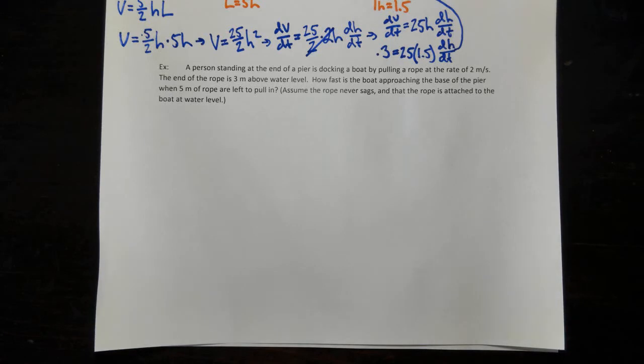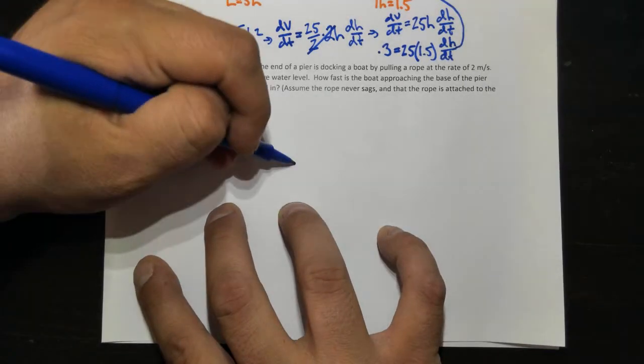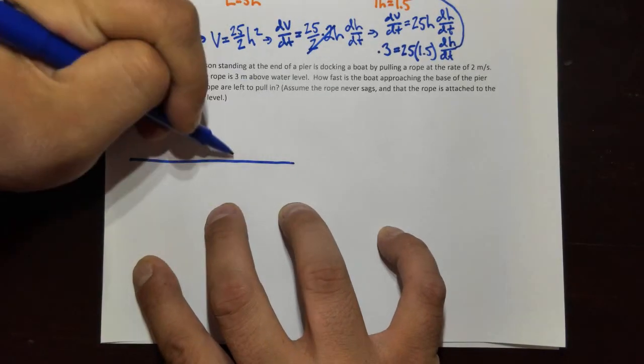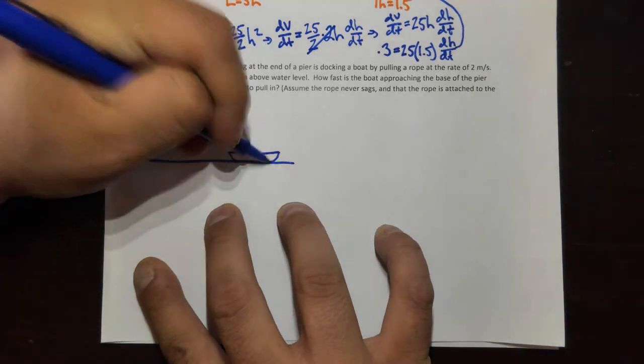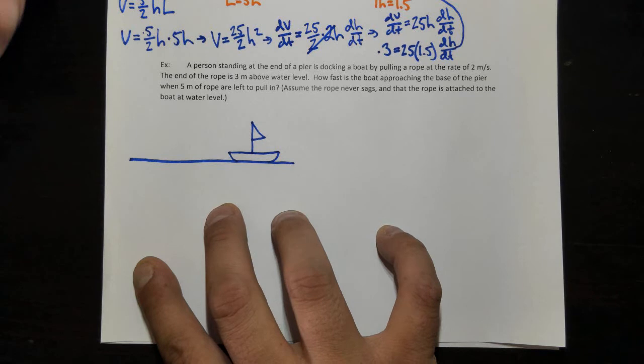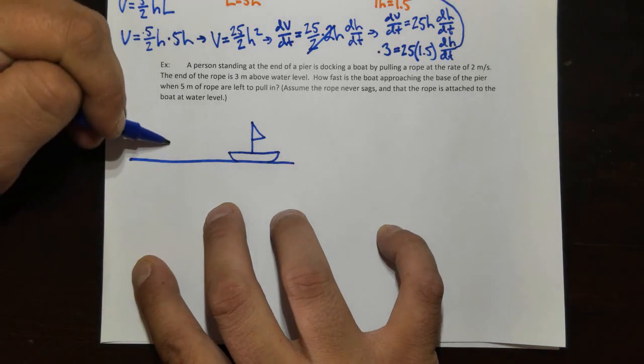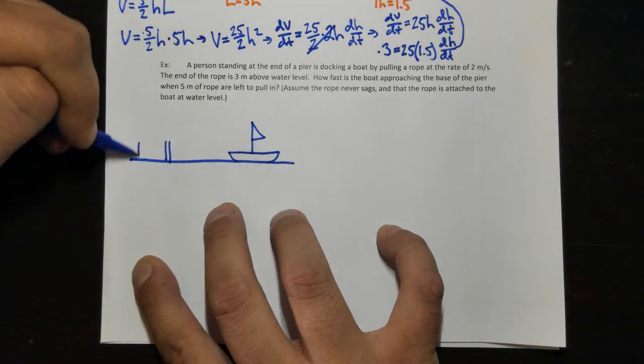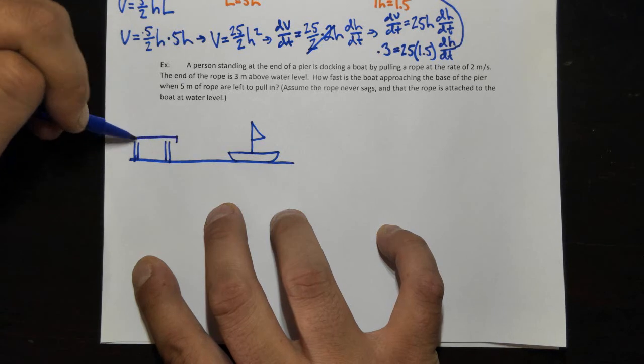So let's draw a nice little picture here. So here's the water. We have a boat, and we have a pier, or a dock of some sort.